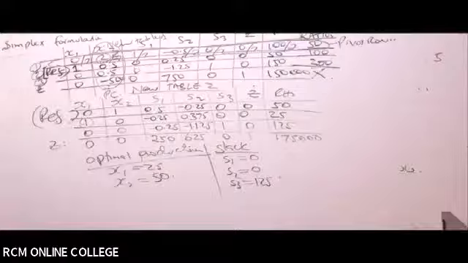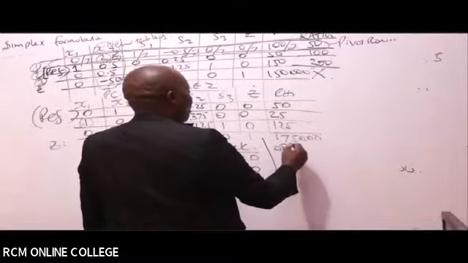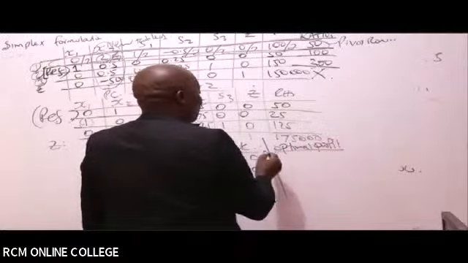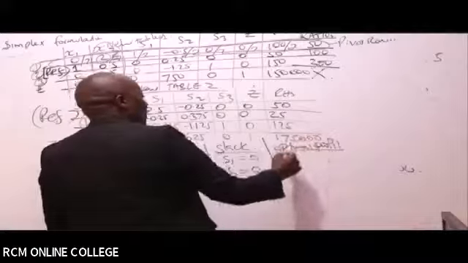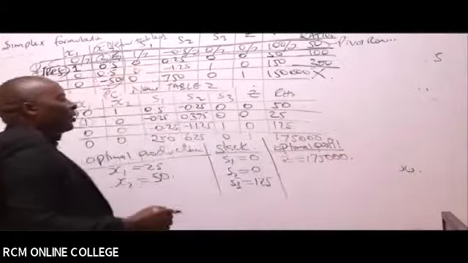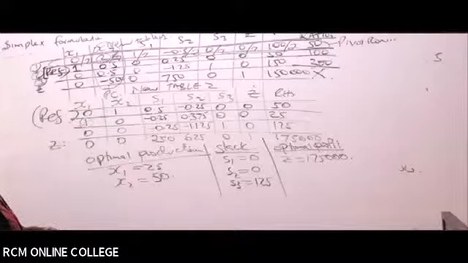All right. And then, of course, we have the optimal profit. The optimal profit is the final figure of Z, which is 175,000. And then now, ladies and gentlemen, we have here, very, very important.